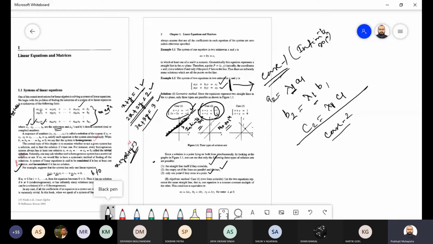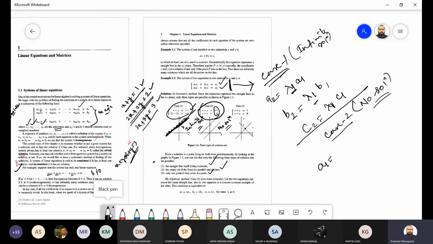For case two, what should it be? Case 2 means there exists no solution. How can you write no solution? A2 is equal to lambda A1, B2 is equal to lambda B1, and C2 is not equal to lambda C1. Exactly, you can write it that way.